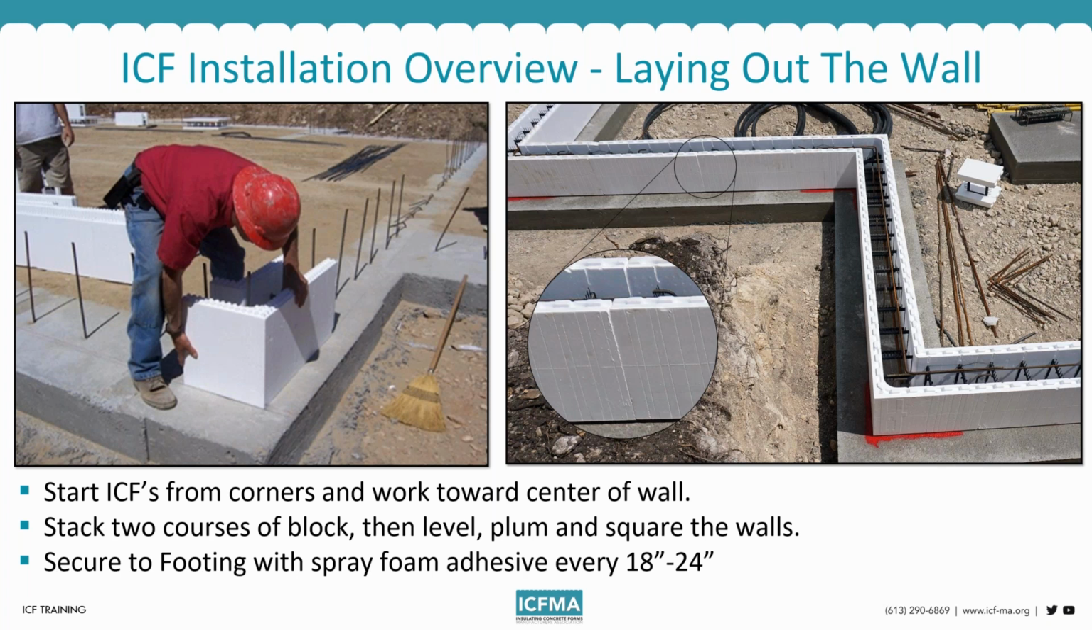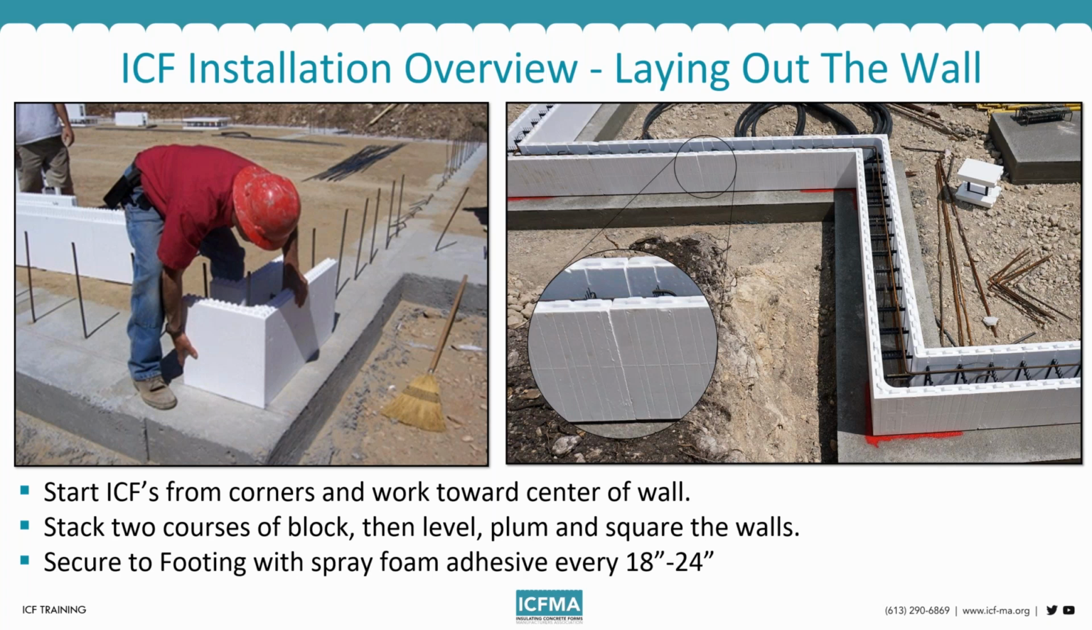So how ICFs are installed is traditionally you're going to install ICFs on some kind of poured footing or pier, or something that you've already gotten in place, your foundation wall that you're going to build up from. You're going to start at your corners. You're going to lay those out, and then you're going to start infilling the walls to a central point.